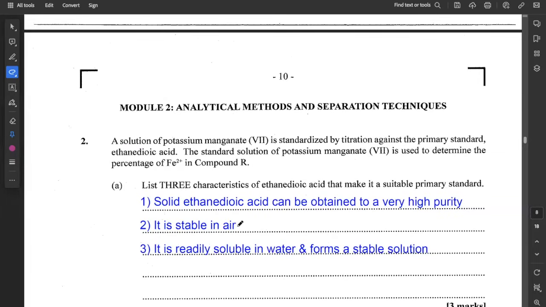It is stable in air, so it's not gonna break down, it's not gonna react with air, right? It is readily soluble in water. That's our ethane dioic acid. It's readily soluble in water and it forms a stable solution.